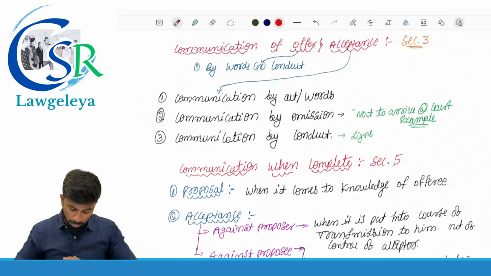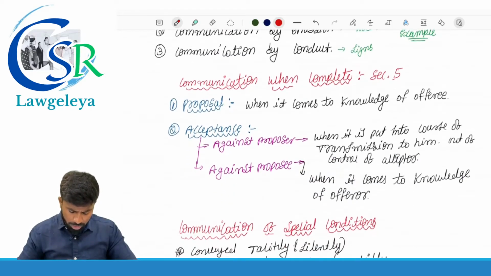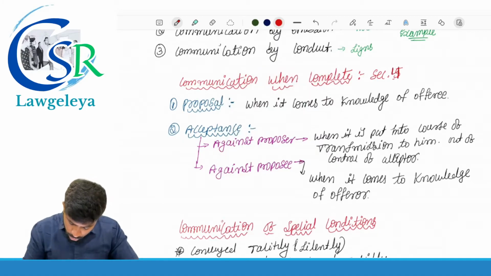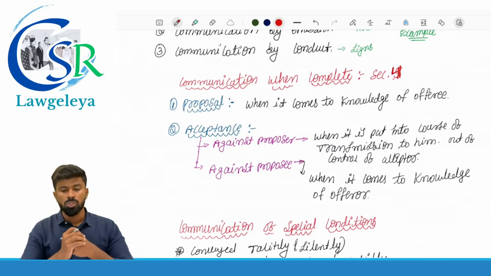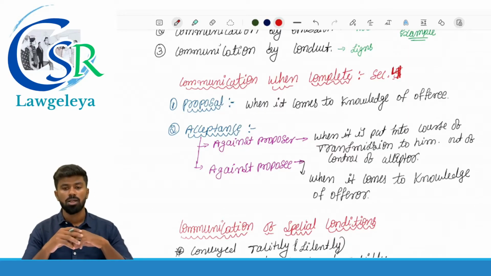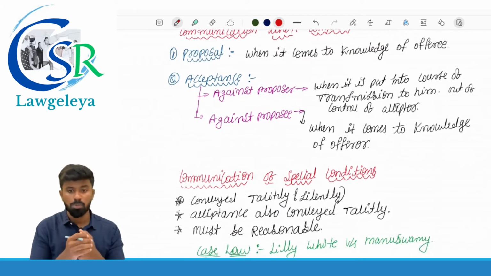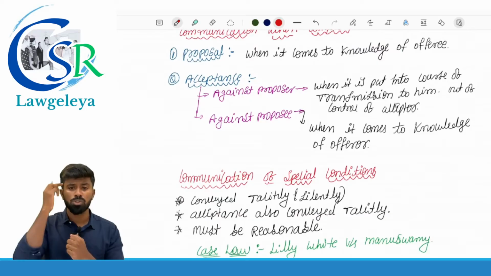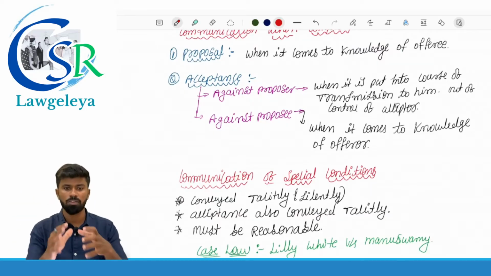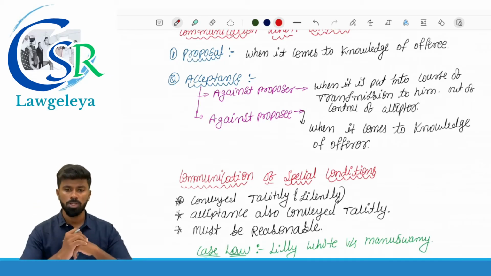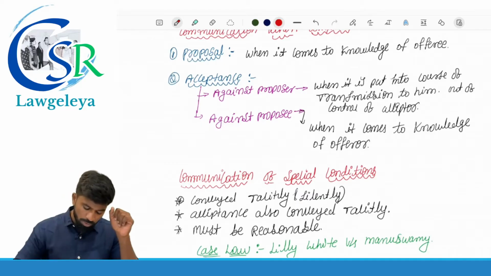Section number 3. Section number 4 provides the provision with respect to what? Communication when complete. So when is the communication complete, in case of offer, and in case of acceptance? In case of a proposal, the communication is complete when it comes to whose knowledge? The offeree's knowledge. Meaning the offeree should read the letter of the offer and be aware of it, and only then is the offer complete. But for acceptance, we have a different rule.